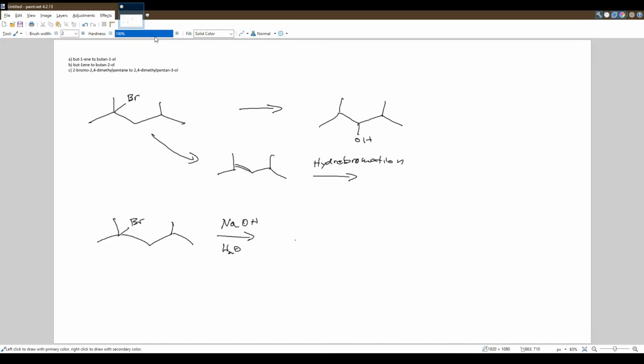And that'll give us our alkene here, like that. And then if we hydrobrominate it, we're going to get this thing. And then peroxides, as well as the sodium hydroxide from before.